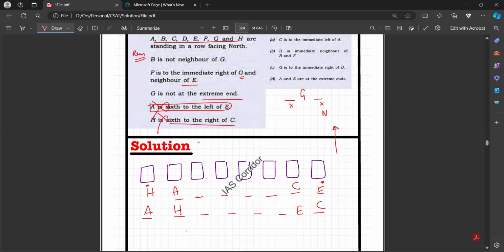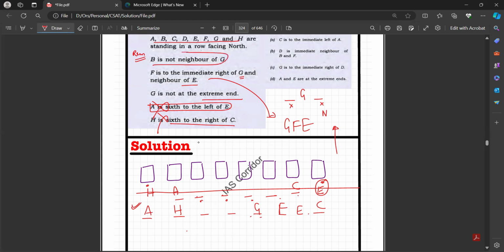Now we need to place GFE. Now GFE can come in this position or no, this will not be possible. देखो GFE will be a code which we got from this position. F is to the immediate right of G and neighbor of E. Now E is here, it has to contain G and F. So this case is also eliminated. So your answer would be this. G and F will come here because GFE is the code in consecutive positions.